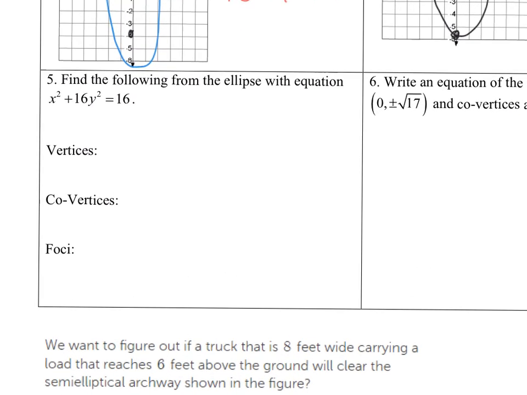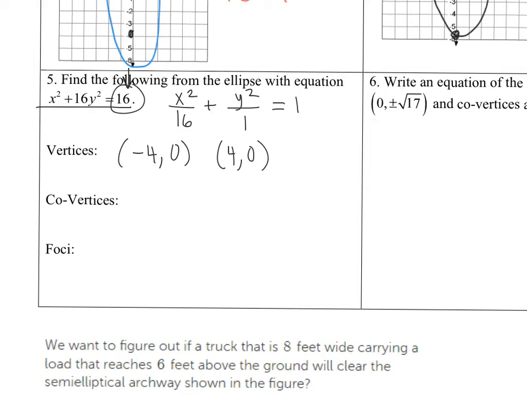And number 5, find the equation for the ellipse. So what I need to do is set it in standard form by dividing everything through by 16 because I want this to be a 1. So it's going to be x squared over 16 plus y squared over 1 equals 1. This is going to be stretched out side to side because what's underneath the x squared is greater. So the vertices are going to be at (-4, 0) and (4, 0), because the square root of 16 is 4. And the co-vertices going up and down are going to be at the square root of 1, which is 1, so (0, 1) and (0, -1).